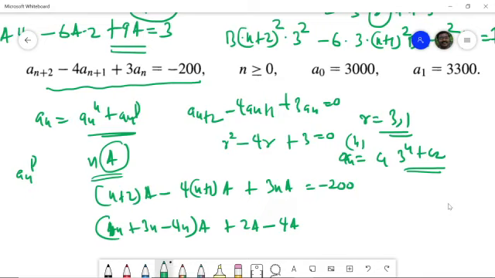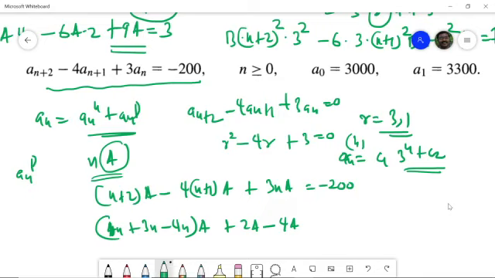Now if your right hand side is 3n square minus 2, this is a second degree polynomial. So your particular solution would be again a general second degree polynomial, which is nothing but a2 n square plus a1 n plus a naught. This is the form for such a right hand side.